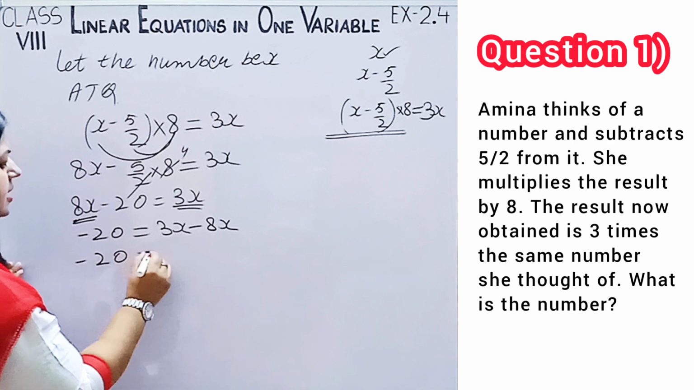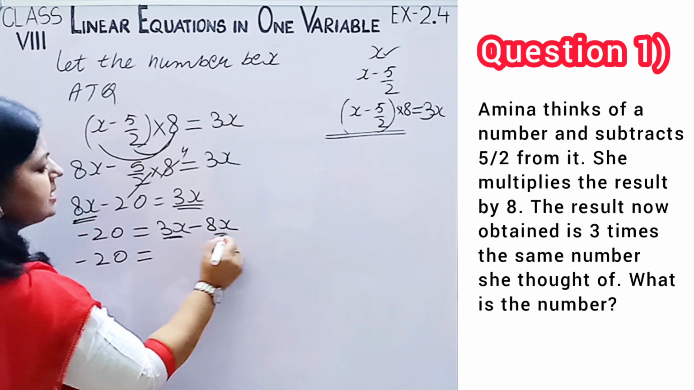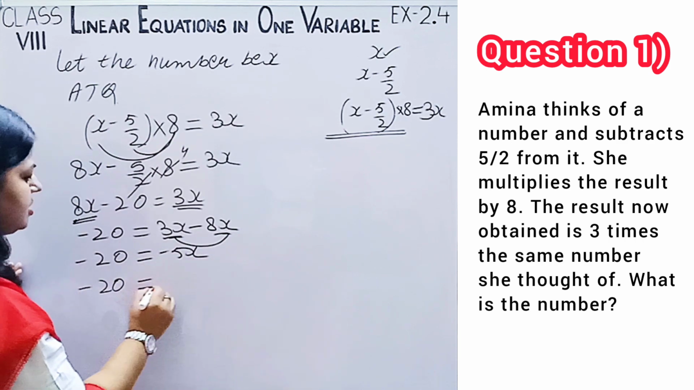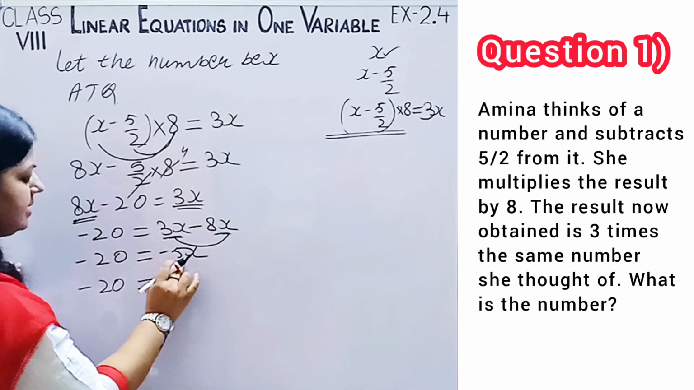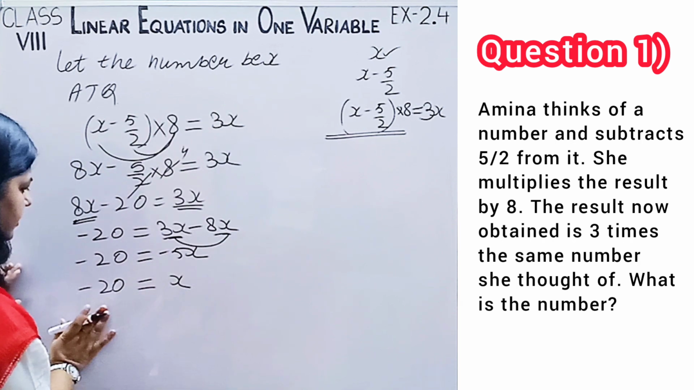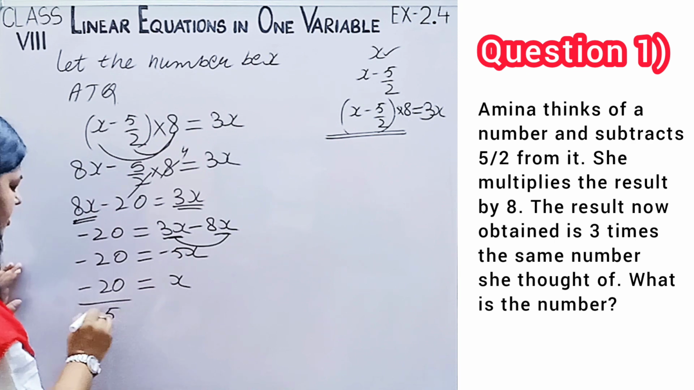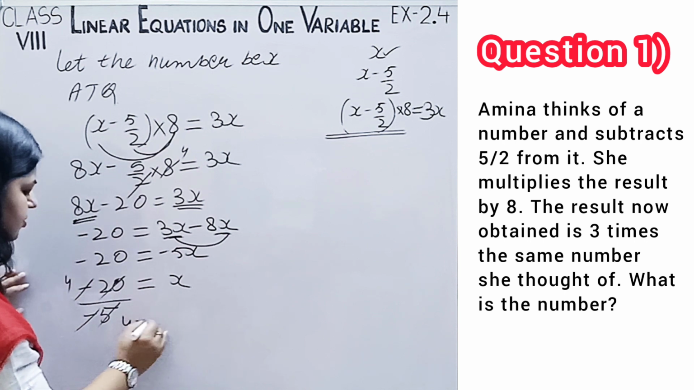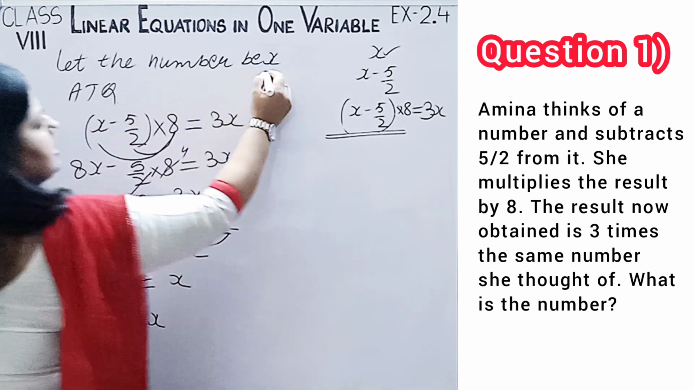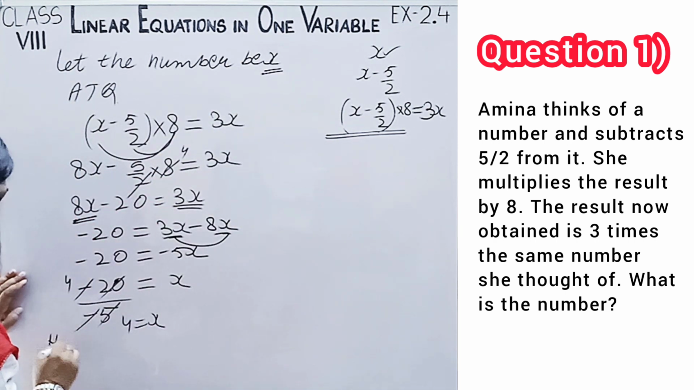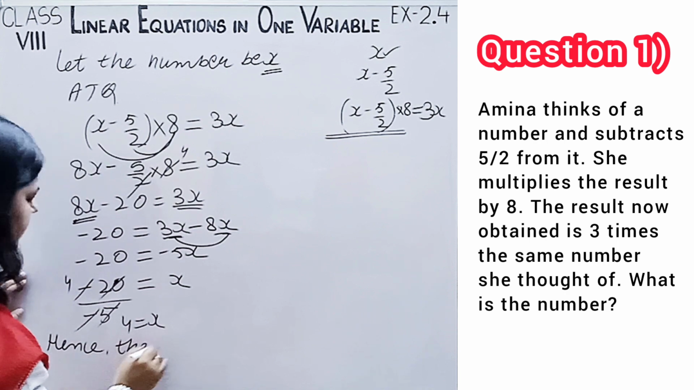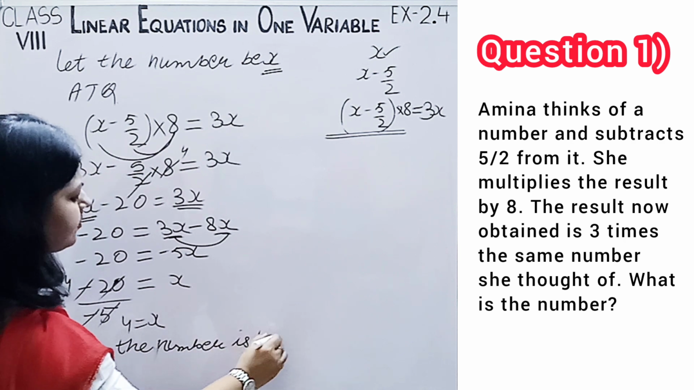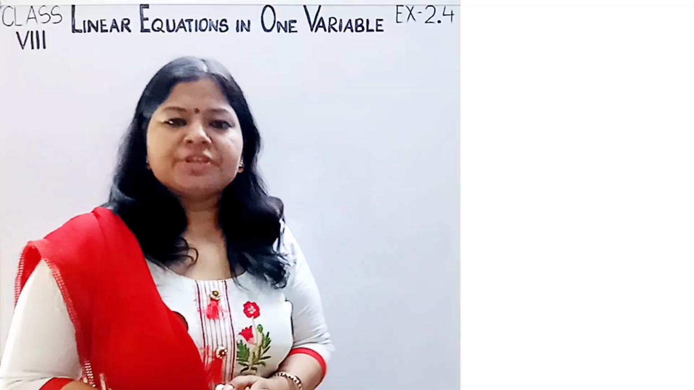Now minus 20 is equal to 3x minus 8x is minus 5x. Minus 20 is equal to minus 5x. Minus 5 is transposing from right to left. Minus minus cancel out. 5 4s are 20. So 4 is equal to x. It means the number is 4. Hence the number is 4. Answer.